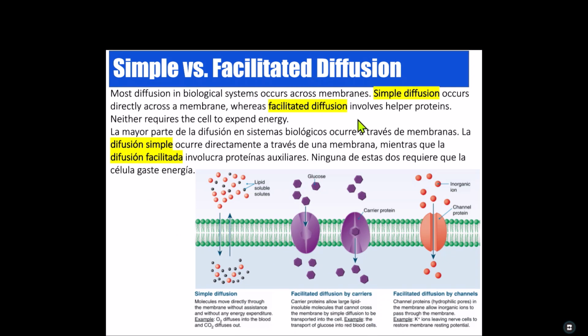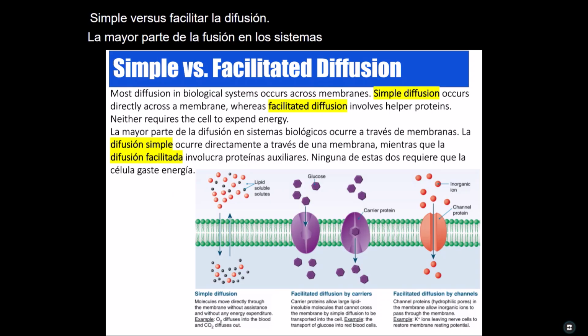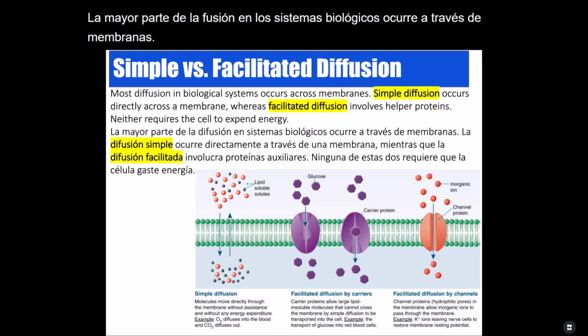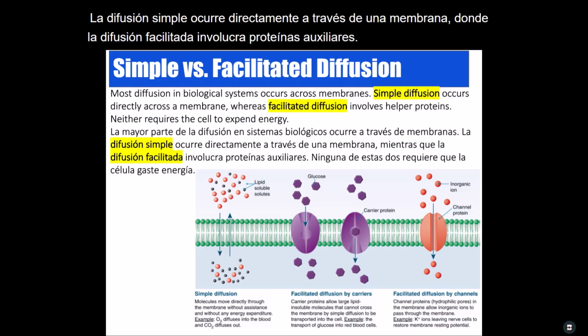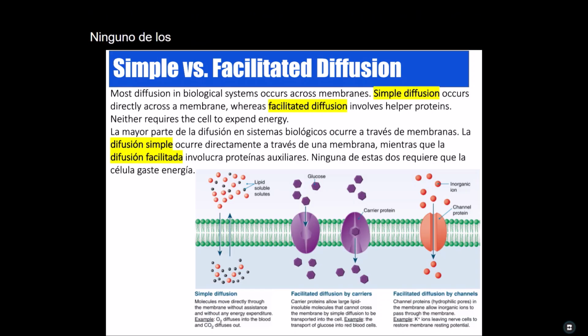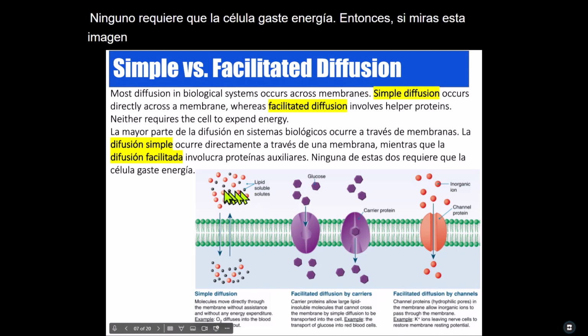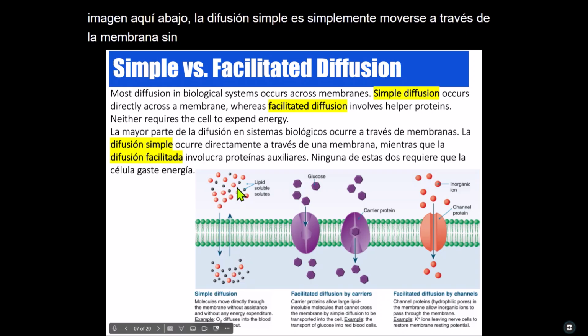Simple versus facilitated diffusion. Most diffusion in biological systems occurs across membranes. Simple diffusion occurs directly across a membrane, whereas facilitated diffusion involves helper proteins. Neither requires the cell to expend energy. If you look at this picture down here, simple diffusion is just moving across the membrane without any type of assistance. Once again, not using any type of energy.